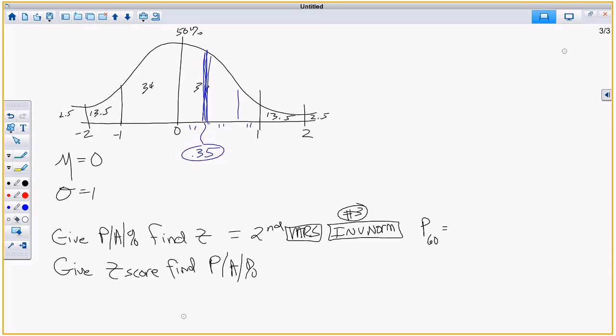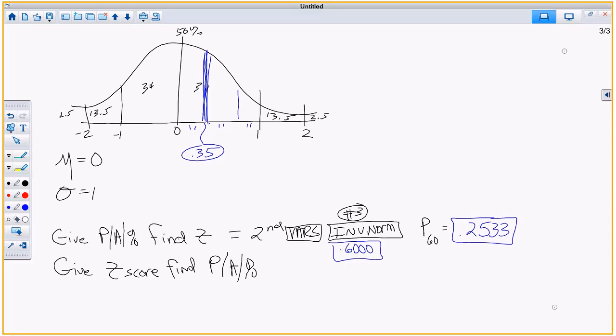Now do inverse norm, and then type in 0.6000. You don't have to type 4 digits, but I'm doing 4 digits for instructional purposes so you'll know it's area. Somebody tell me what you get. Okay, I'm off a little bit. 0.25, is that what everybody got? 0.253. Four digits is all I need. Okay, so that's how you find the z-score.